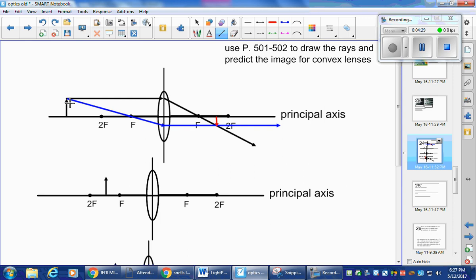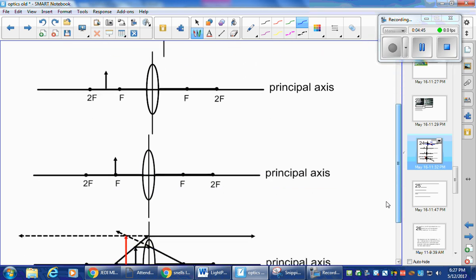Okay, so if it's able to go from one side to the opposite side of the lens, that means the light from here was able to be projected and focused somewhere else. So this actually is a real image. This is real because they're on opposite sides.